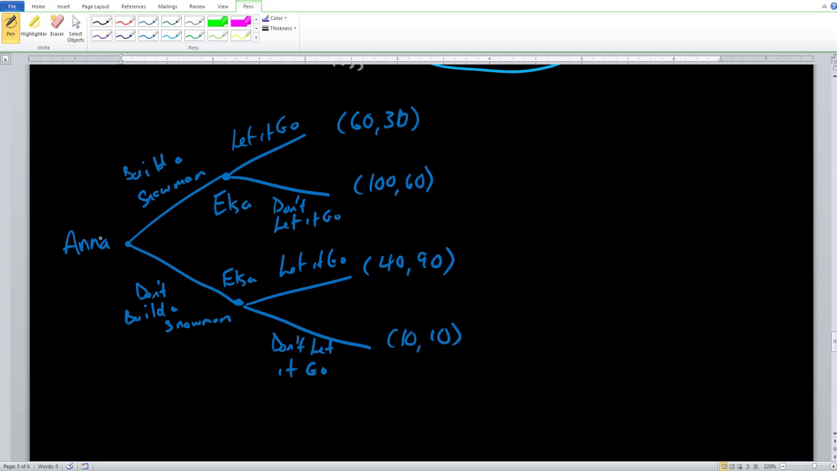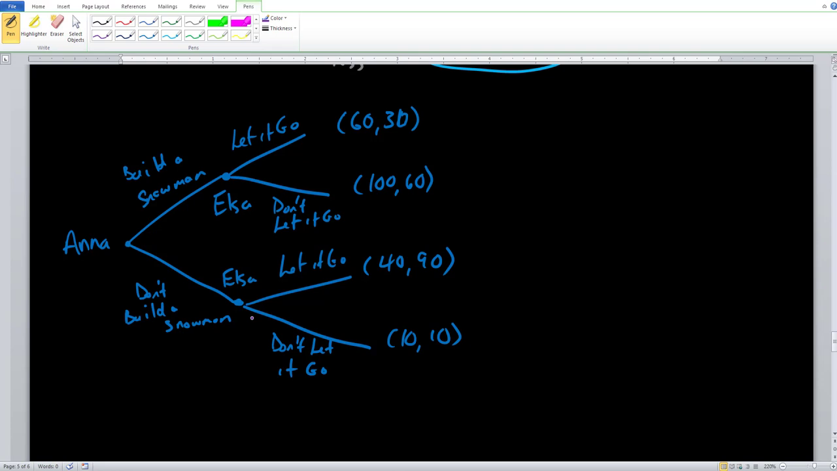Remember, we read the table from left to right to detail exactly who's player number 1. Anna is player number 1. Elsa is player number 2. We see these payoffs right here. The first numbers go towards player number 1, who's Anna, so 60, 100, 40, and 10. And the second numbers go towards player number 2, who is Elsa, so 30, 60, 90, and 10. They're all correlated to Elsa.